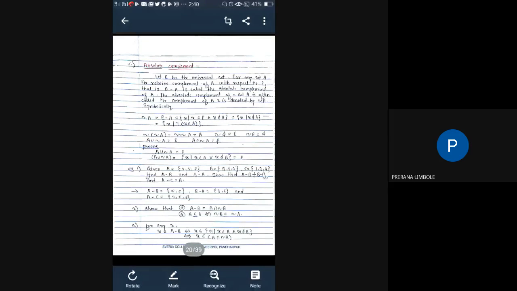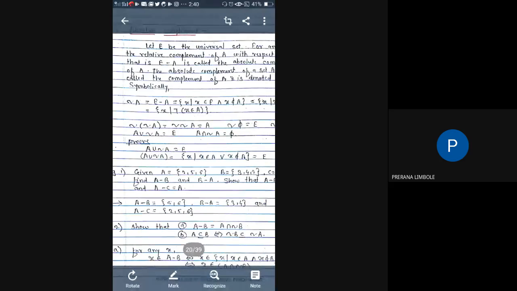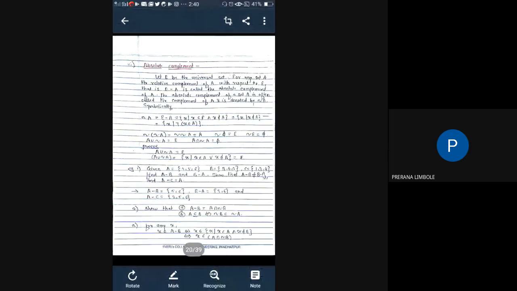So here we have to solve some examples based on relative complement and absolute complement. So 3 sets are given, A, B and C. So here we have to find out A minus B, B minus A, and then we have to show that A minus B is not equals to B minus A, as well as we have to show A minus C is equals to A. Okay, so first of all we have to find out what is the value for A minus B.